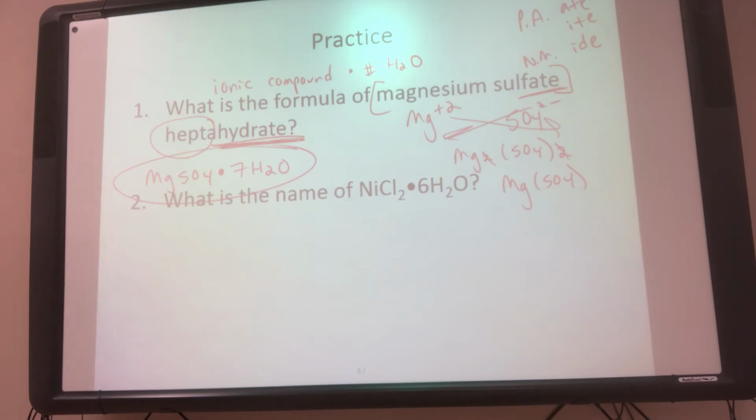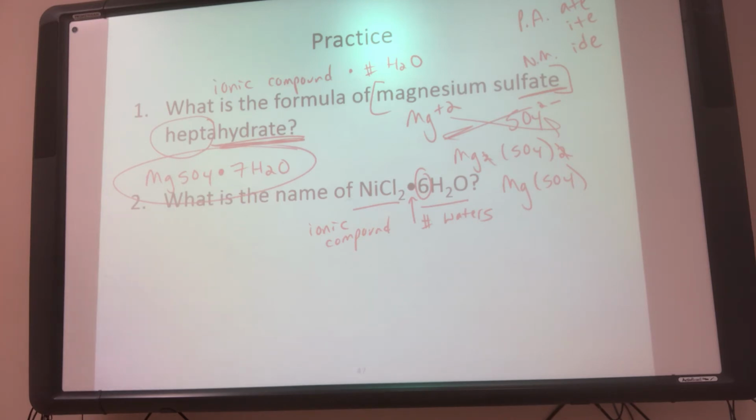All right, next is, what is the name of NiCl2·6H2O? Okay, so I see the dot, so I'm like, oh, this is a hydrate. So here's my ionic compound, and this is telling me the number of my waters, so this is my hydrate.